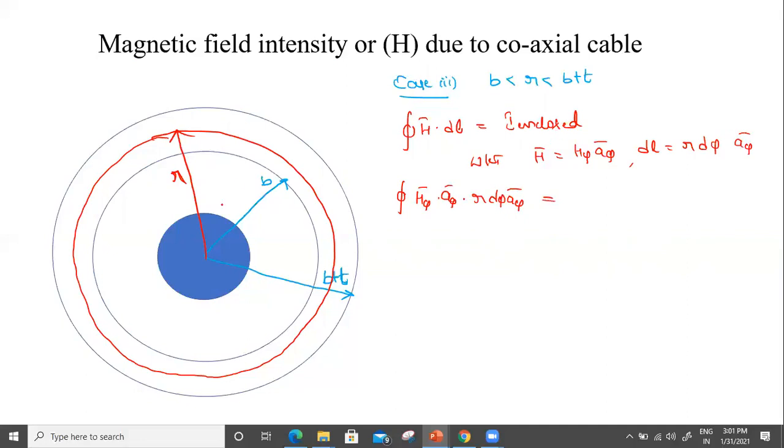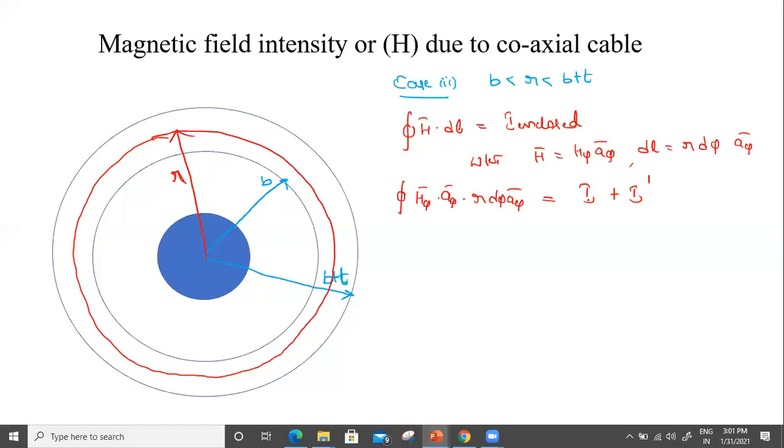So coming to the I enclosed, within the red color circle, the inner conductor is there, and the outer conductor is also there. And we know that in the inner conductor the current is moving outwards, whereas in the outer conductor the current is moving inwards. So there is a difference between inward current and outward current, that may be written as I plus I dash. This is the current due to the inner conductor, and this is the current due to the outer conductor.